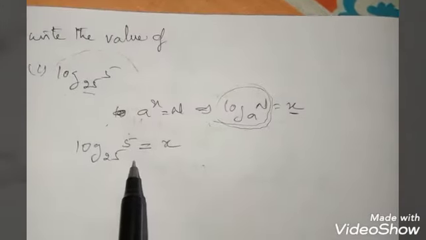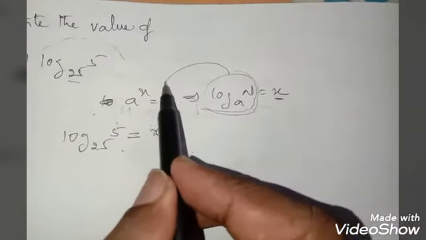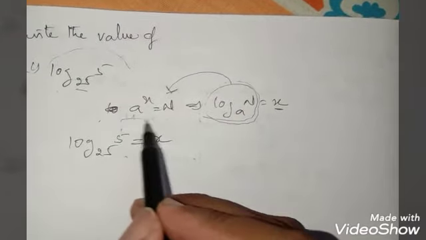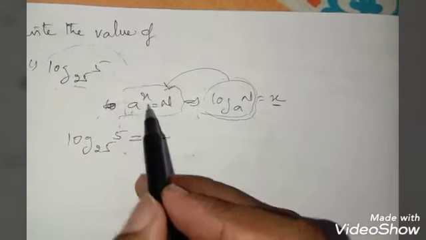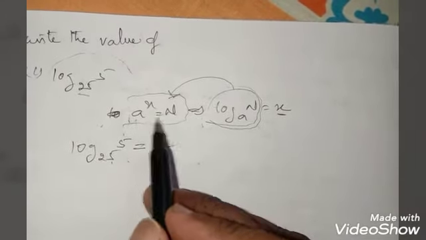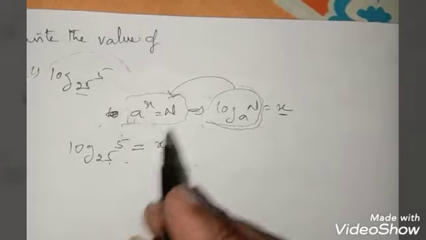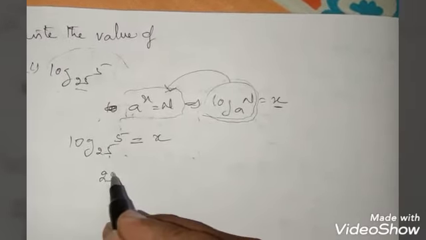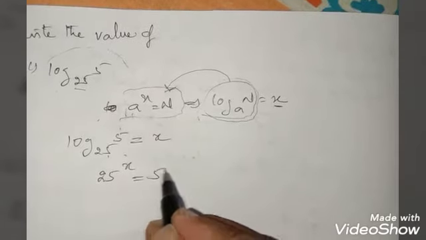Now as per your formula of exponents, you convert log base a of n is equal to x as a to the power of x is equal to n. Now a stands for your 25 and n stands for 5. So we can write this as 25 to the power of x is equal to 5.